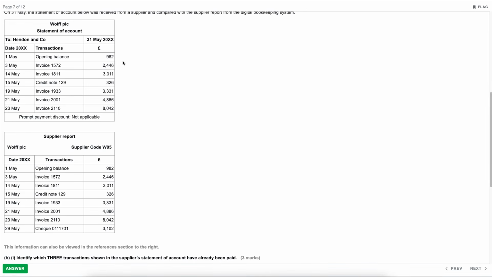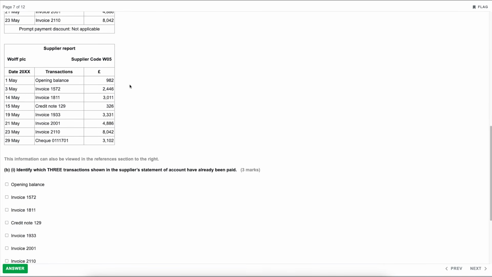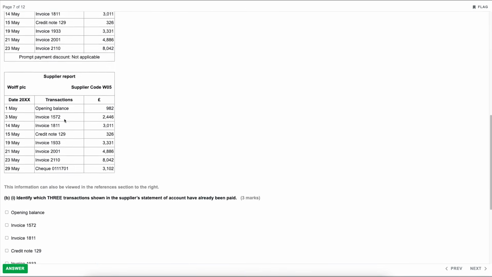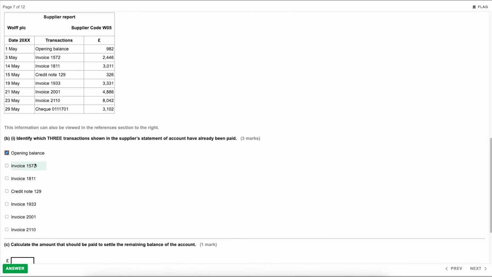Okay, now if we add our opening balance and our invoice together, that comes to 3,428, as it were. So it is literally the first two transactions on that statement of account. So in terms of the three transactions that have already been paid, it would therefore be your opening balance, the invoice, and the credit note. Okay, so all we need to do is select each of those three. So it was the opening balance, the invoice 1572, and the credit note 129.